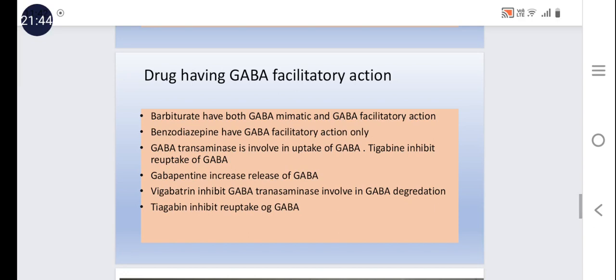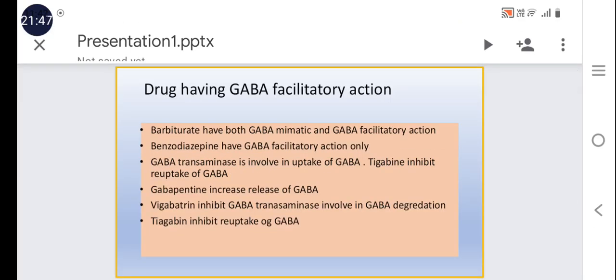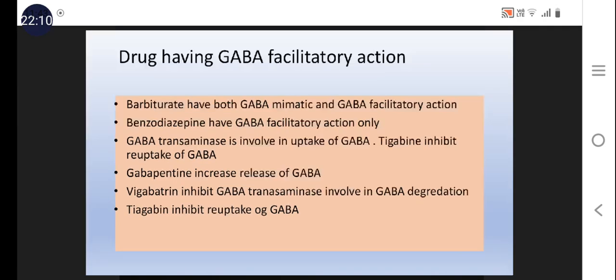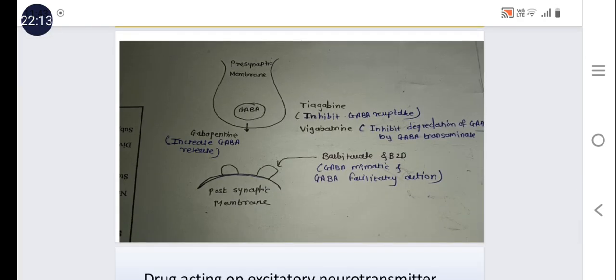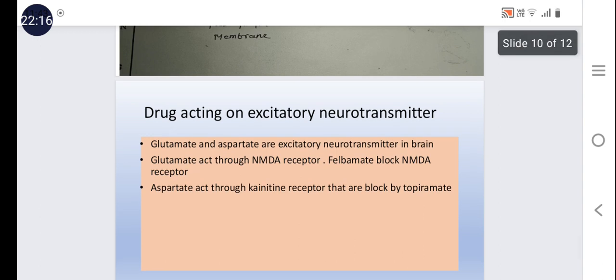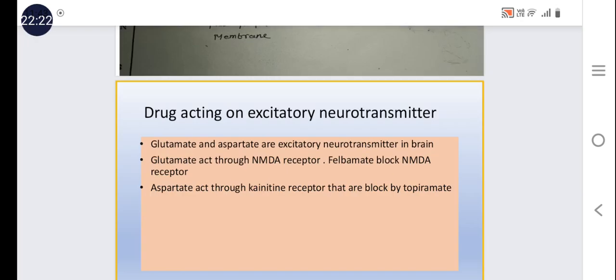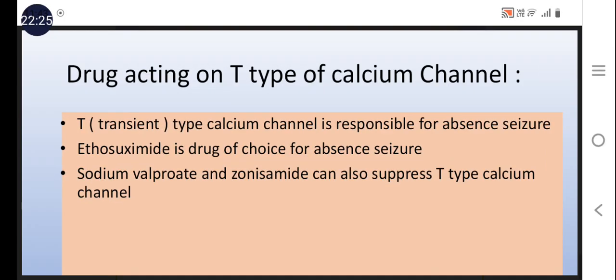And next are the drugs with a GABA facilitatory action. In this group, drugs with a new mechanism of action are tiagabine and vigabatrin. These two drugs are important. Vigabatrin inhibits the degradation of the GABA, and tiagabine inhibits the reuptake of GABA. Both result in the increase in the concentration of the GABA in the synaptic cleft, and it is explained with this figure. And other drugs are drugs like felbamate.